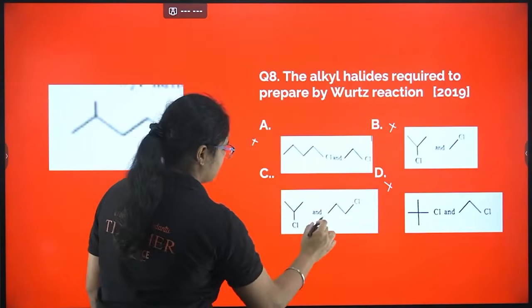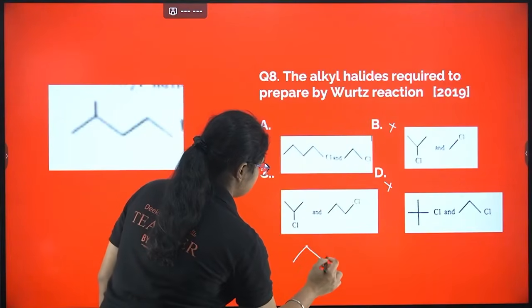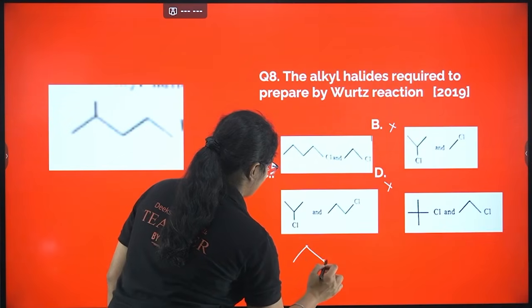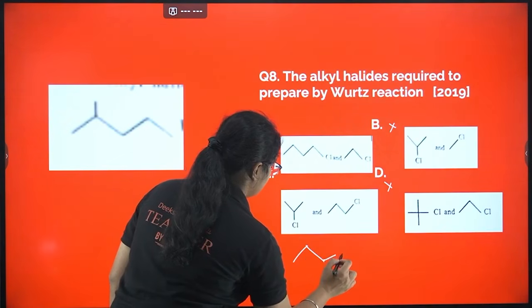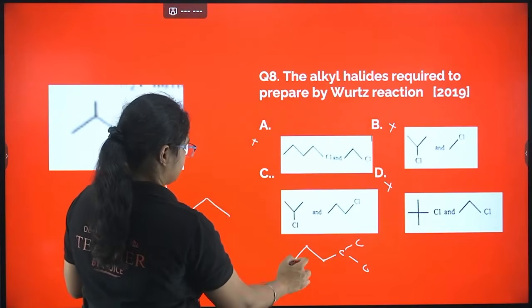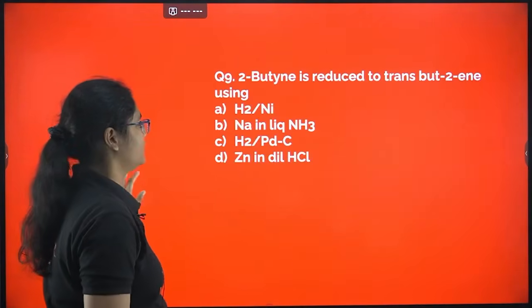So if I check this one, okay, if I have this one, and on this particular carbon you are having 1 carbon and that one is having 2 carbons, right? So that is what I will get here. So option number C is the correct answer.